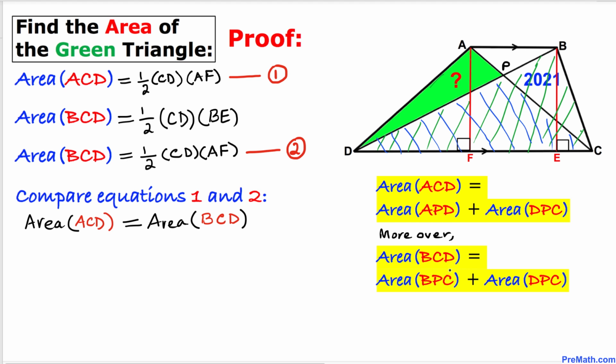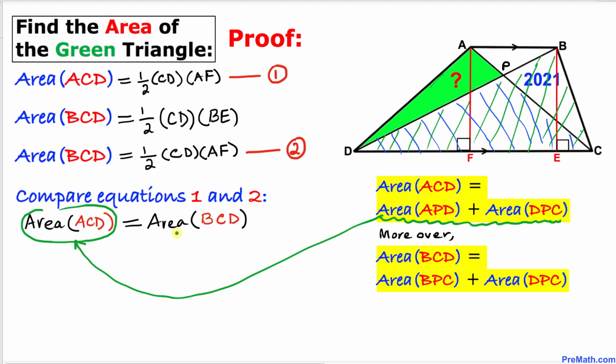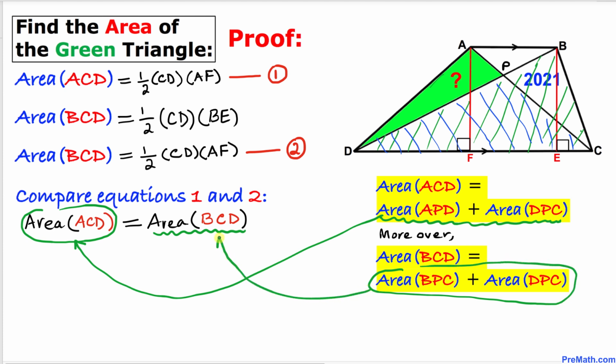Now let's focus on the other triangle BCD. The area of triangle BCD is equal to the area of triangle BPC and the area of triangle DPC. The area of triangle ACD is equal to the sum of these two individual areas, so I am going to move this up here, and likewise on the right hand side, the area of triangle BCD is equal to the sum of these two individual triangles, so I'm going to move this up here as well.